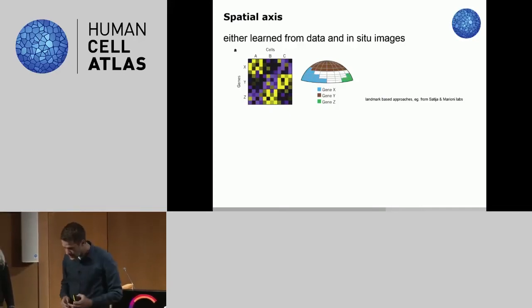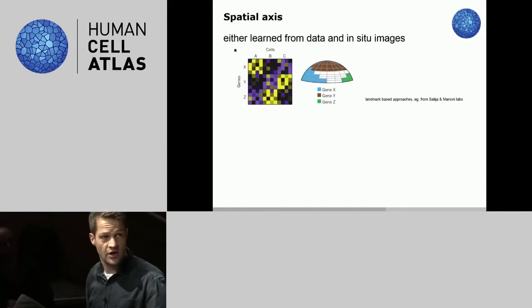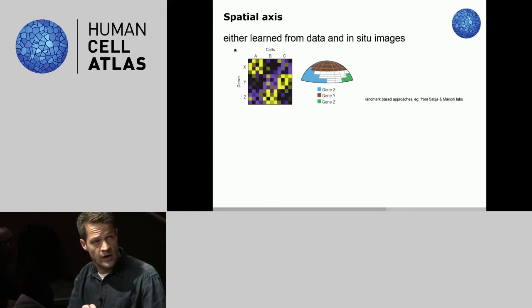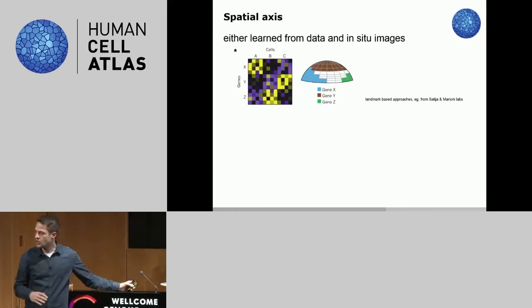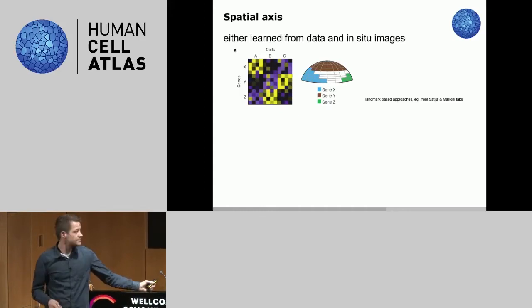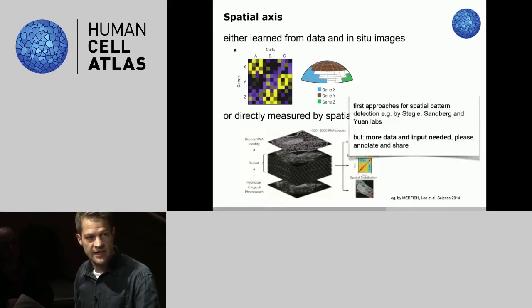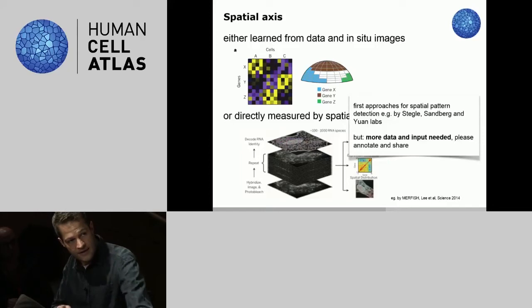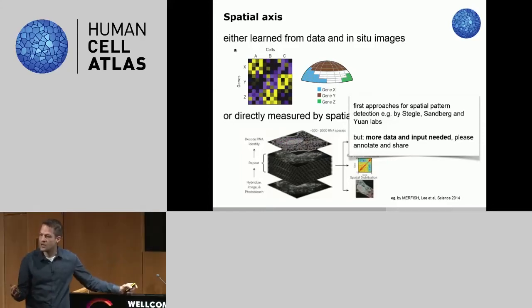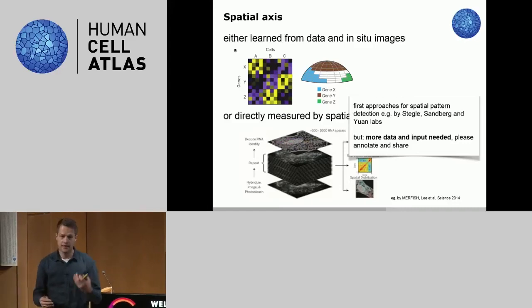The second extension where I will be super brief is the spatial axis. We saw this very nicely in the previous talk, that I think there's a lot happening here. Early ideas were that we just take a very low dimensional sampling of space and then impute the single cell large scale profiles based on a few markers. But of course, it would also be nice to directly measure it using different techniques from spatial transcriptomics. And I just want to highlight that on the computation side, there are a few approaches now to do something like differential expression testing for non-trivial patterns that might not be as obvious.